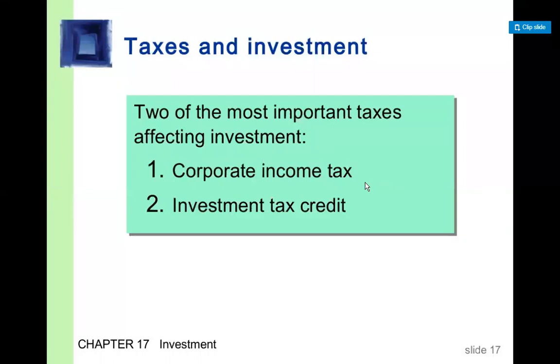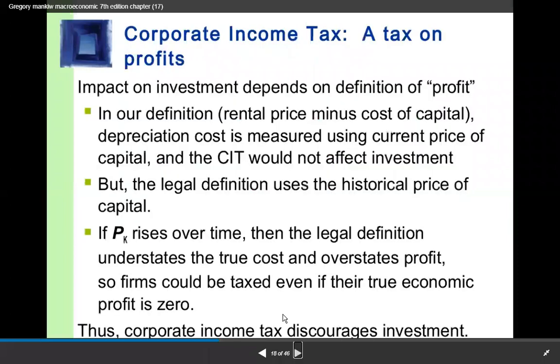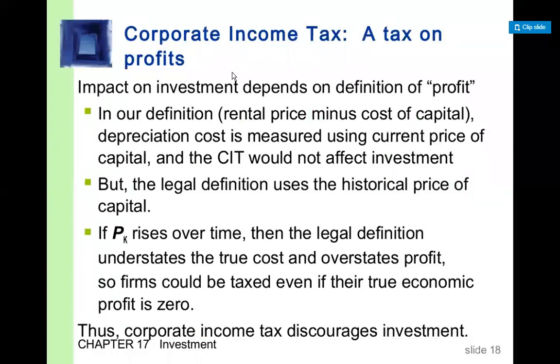And the second one is investment tax credit. Government incentives to the firms in terms of reduction in tax will increase the profit rate, which will cause investment to increase and shift the investment curve upward. Now we are going to explain this in detail in the next slide. Impact of corporate income tax, that is a tax on profit.